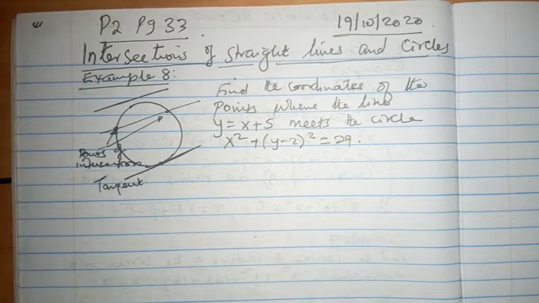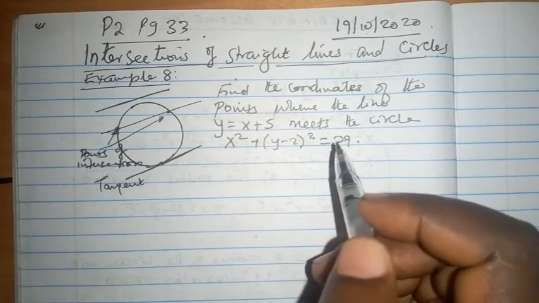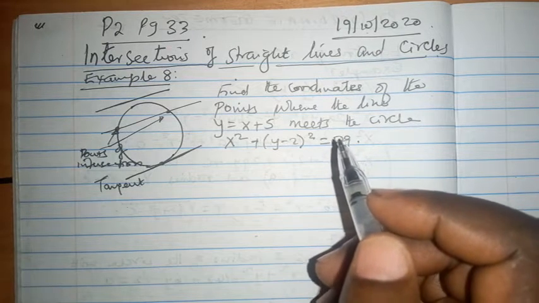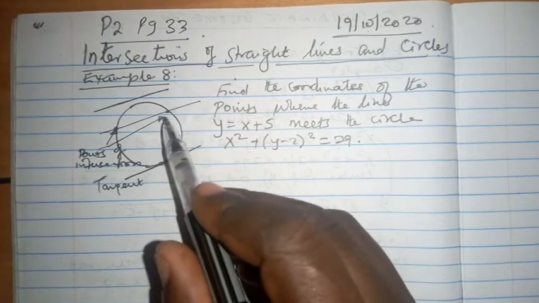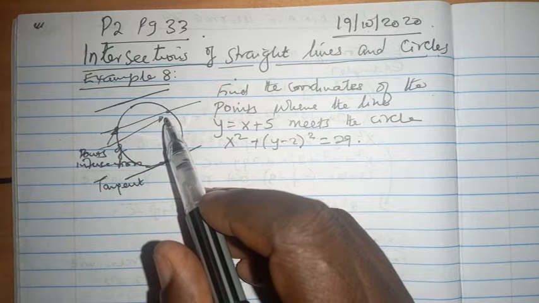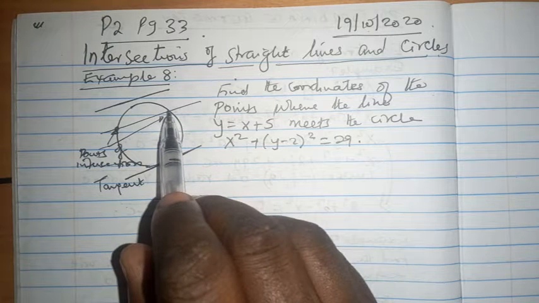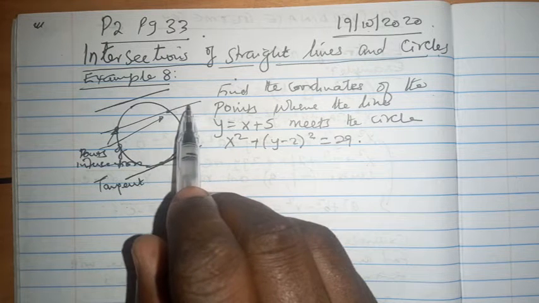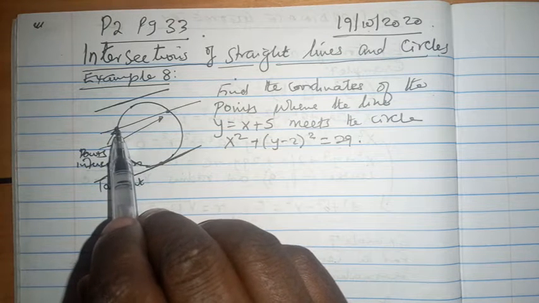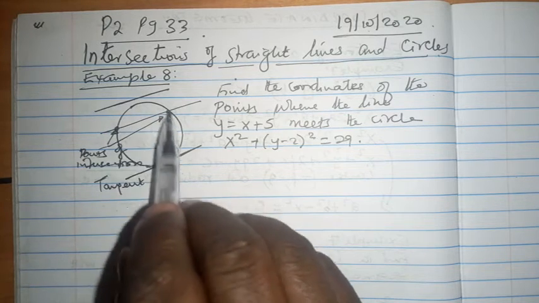What we are expected to do is to substitute one equation into the other and find out if it makes sense. If it makes sense, then the coordinates of the point of intersection of the straight line and of the circle will always be the same. So at the point of intersection, x is equal for both the straight line and the circle. And if we have a second point, then the second x will be the same for the straight line as well as the circle.